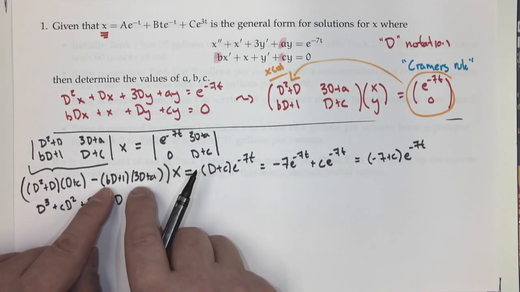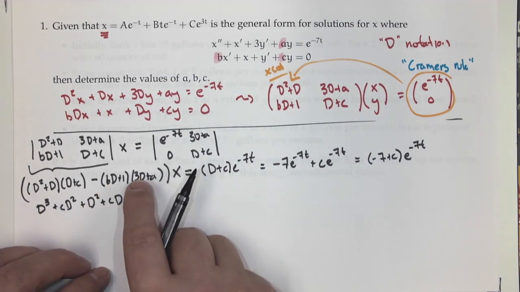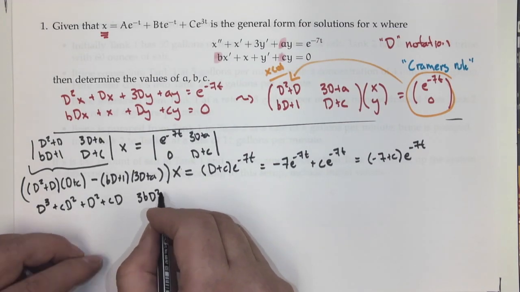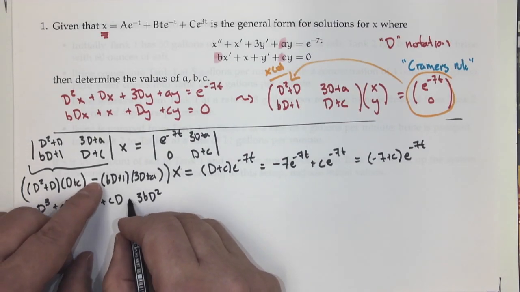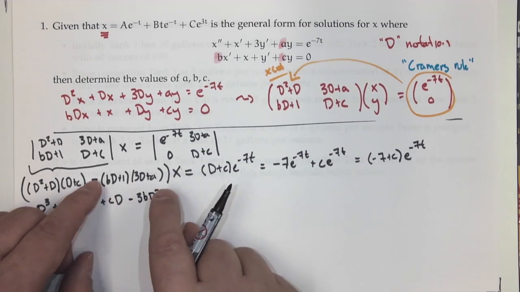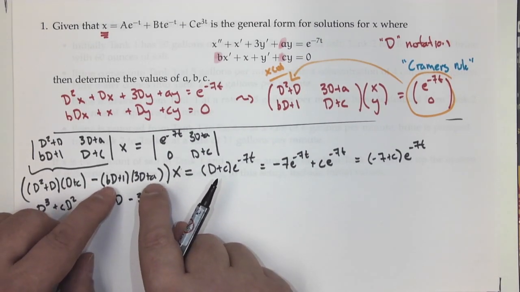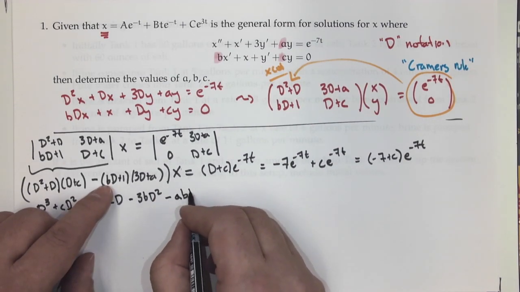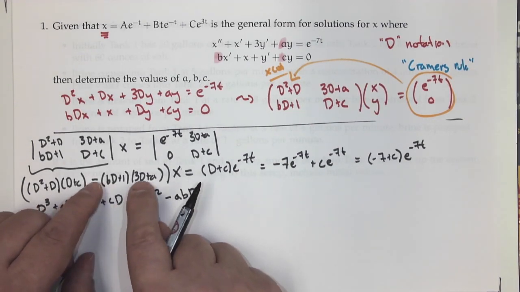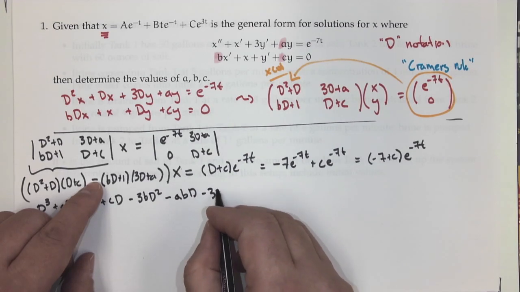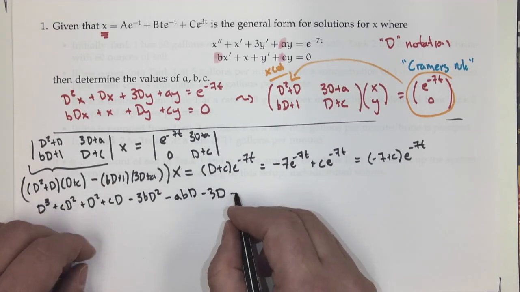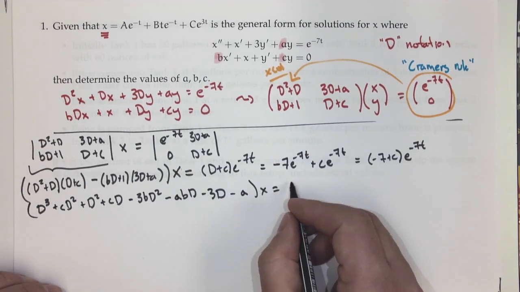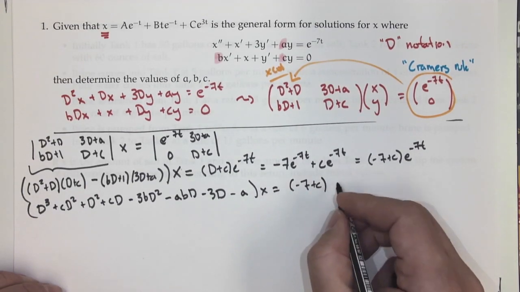All right, then we have a b times d and a 3 times d. So that'd be 3b d squared. Don't forget the minus. It's easy to forget a minus, so be careful. A, b, d, and the minus. Then we'll have 3d, again the minus. And then we'll have minus a, all that times x. All right, so that's what we're down to.